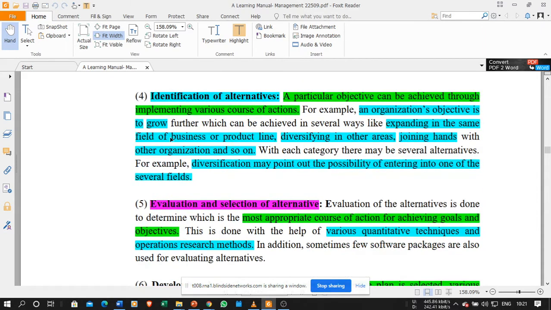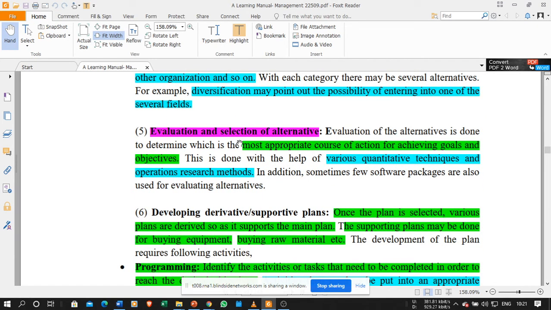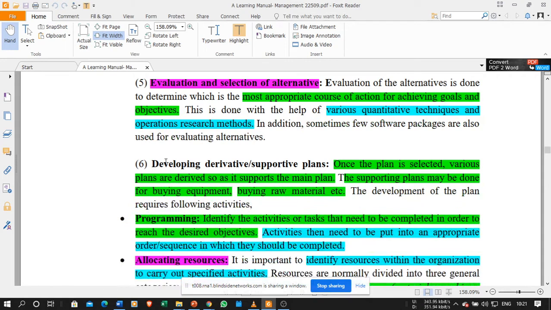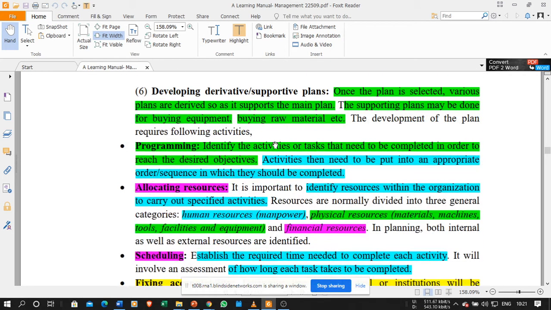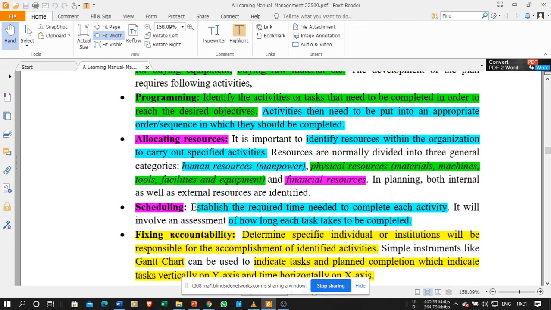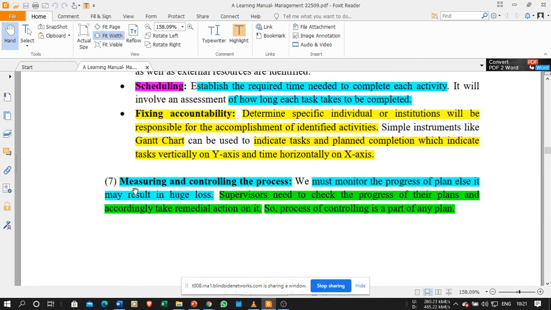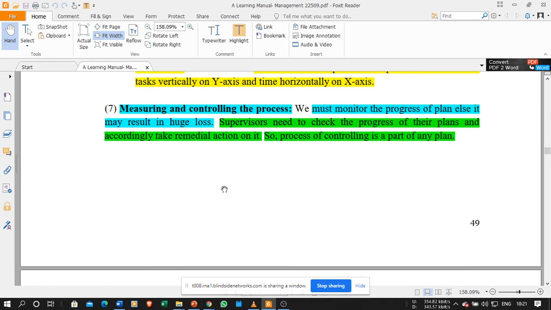Okay, once you find the n number of alternatives, you need to evaluate those alternatives so that you can select the best alternative. For that purpose you need to put some criteria and use CPM or PERT evaluation techniques. Then the last one is developing the derivative or supportive plan. This is very important. For that we need to do the programming, allocating of the resources, scheduling, fixing accountability, and the last one is measuring and controlling the process.